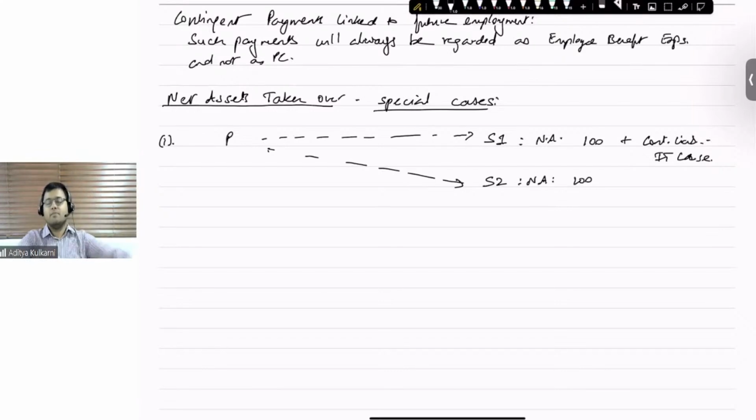Now tell me, do you think the purchase consideration will be the same for S1 and S2? Or do you think it will be more for S1, less for S2? Or do you think it will be more for S2 and less for S1?